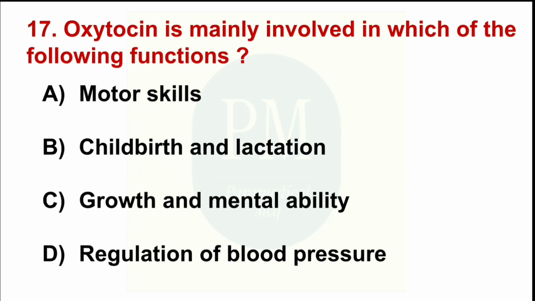Oxytocin is mainly involved in which of the following functions? Option A, motor skills. Option B, childbirth and lactation. Option C, growth and mental ability. Option D, regulation of blood pressure. The correct option is option B, childbirth and lactation.